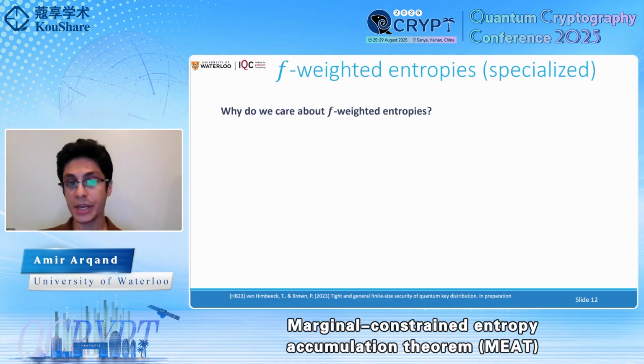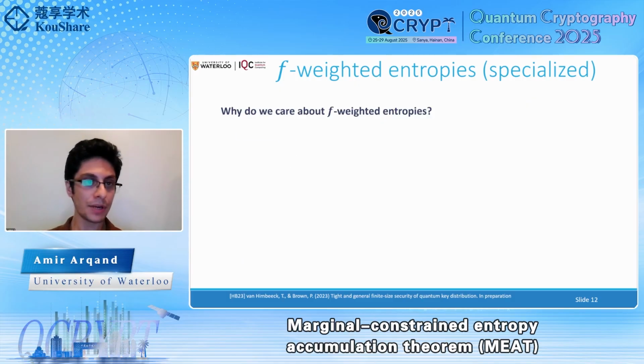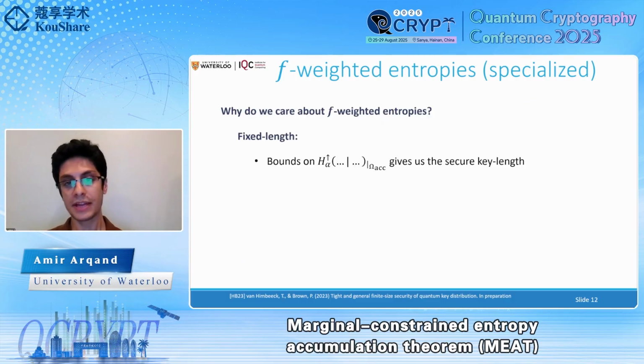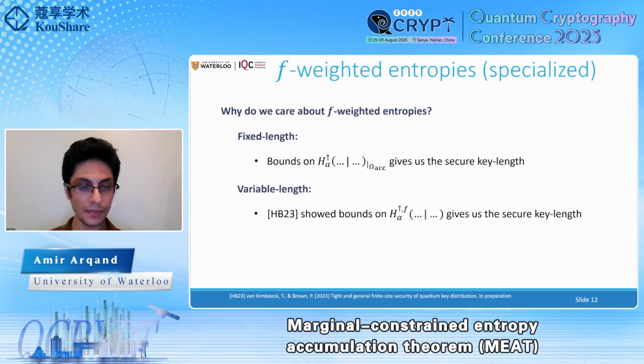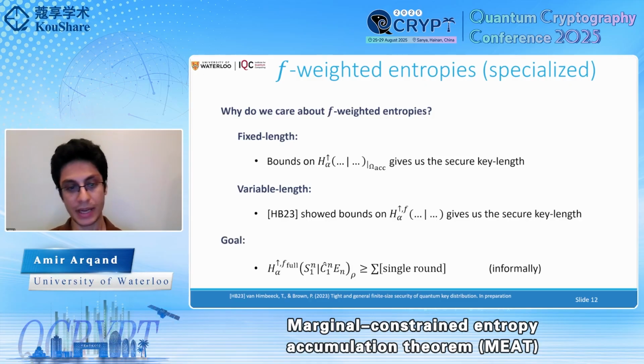But why do we care about these F-weighted entropies? So recall that for fixed length protocols, the length of the secure key was given by bounding this Renyi conditional entropy conditioned on the acceptance of the protocol. And Hahn, Renner and Brown showed that bounds on these F-weighted entropies actually give us the key length for variable length protocols. And so the goal here would again be to find bounds on the F-weighted entropies of the global states.